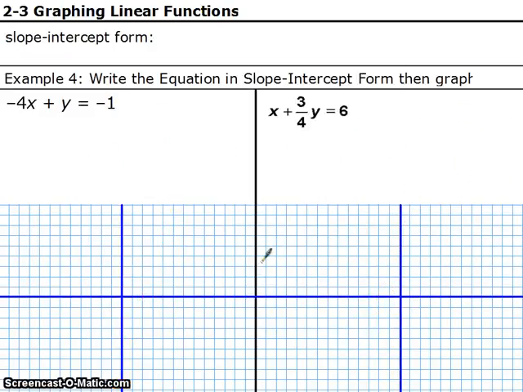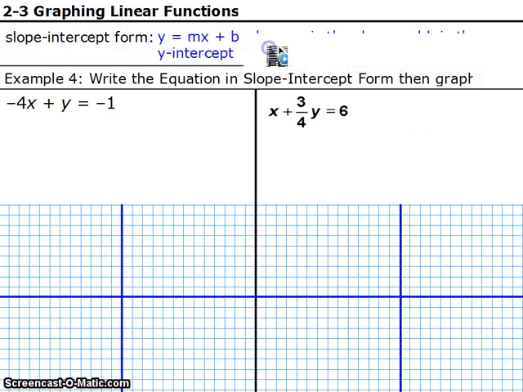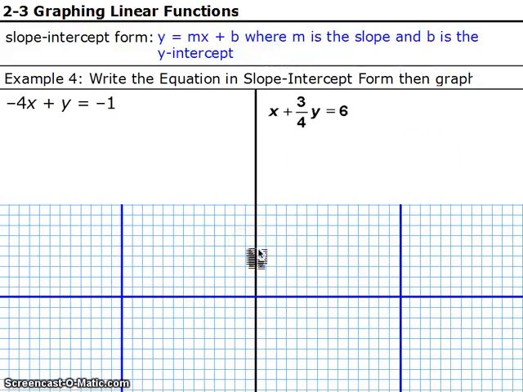One of the main things we need to be able to do is slope-intercept form. Slope-intercept form is y = mx + b, where m is the slope and b is the y-intercept. This form is great for graphing because it gives you the slope and it gives you a point. And if you know those two things, you can graph a line, as we saw on the first page.